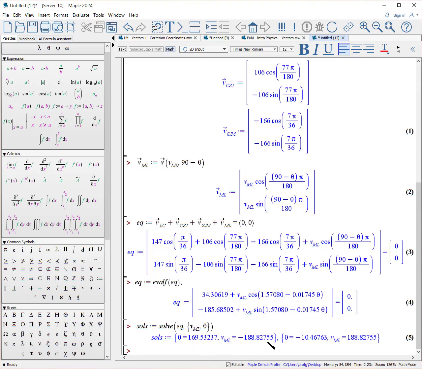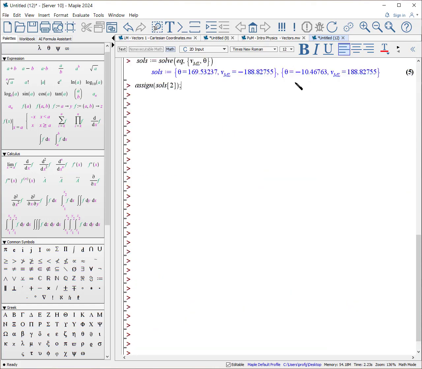Technically these are the same, but I'll use the second one because this distance is positive. This angle is to the west of north by 10 degrees. At this point we're going to actually use these solutions by assigning each of these variables their particular values. That's what the function assign does.